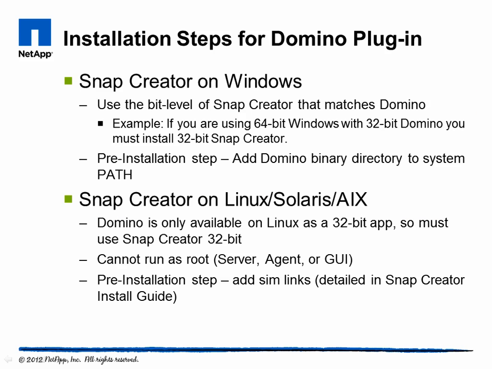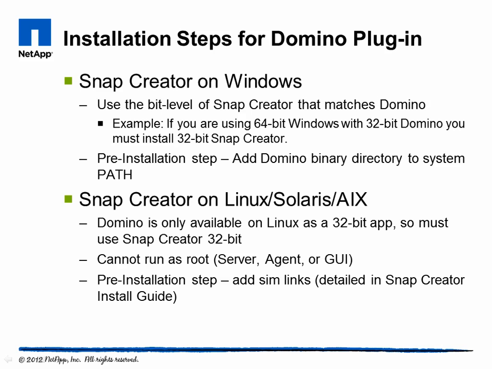When using the Domino plugin for Snap Creator, there are a few specific installation steps that need to be followed. With Windows, you need to be sure that you're using the bit level of Snap Creator that matches the bit level of Domino. So for example, if you're using 64-bit Windows with 32-bit Domino, you must install 32-bit Snap Creator. This is because the Domino APIs are specific to the bit level version of Domino that is installed. There's also a pre-installation step for Windows, and that is that you need to add the Domino binary directory to the system environmental path. If you happen to do this step after Snap Creator is installed, simply restart the service.